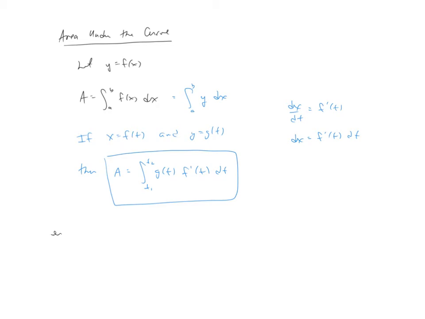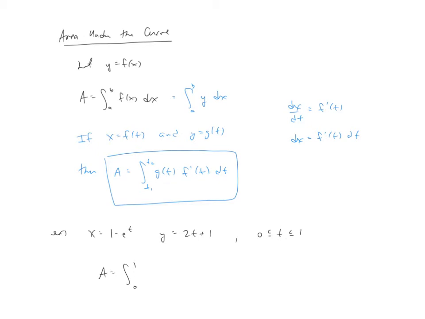All right, so let's take a look at a real quick example here, and we're just going to set this up so you can see how easy it would be. So if we have x equals 1 minus e to the t and y equals 2t plus 1, and we're interested in, let's say, 0 less than or equal to t less than or equal to 1, the area would be the integral from 0 to 1. Those are my bounds on t.